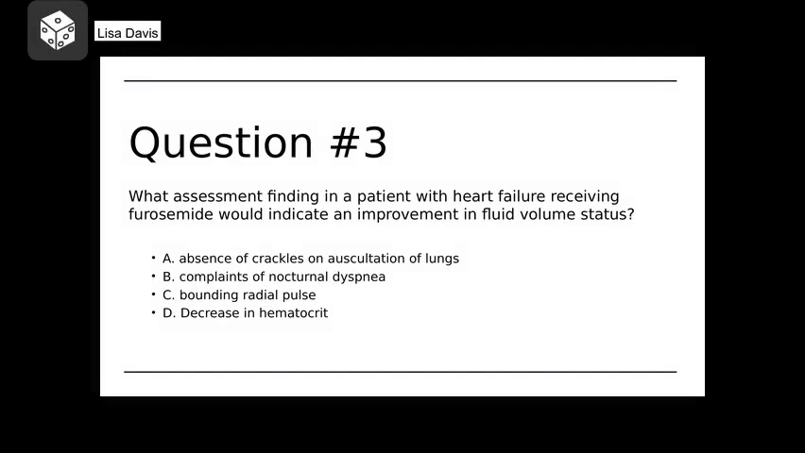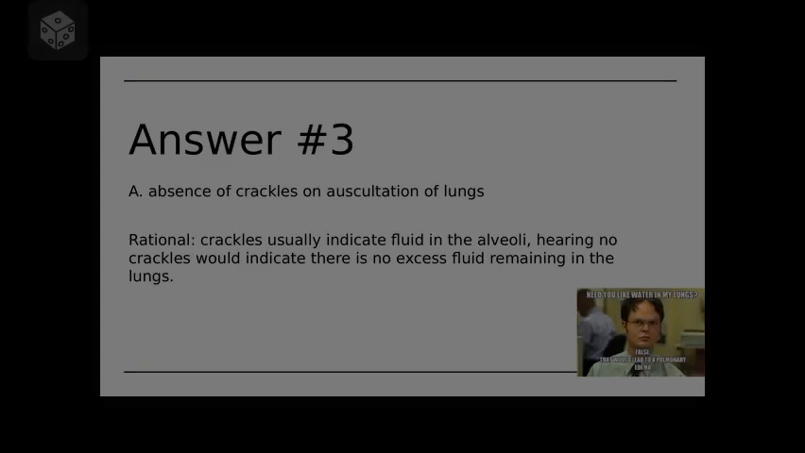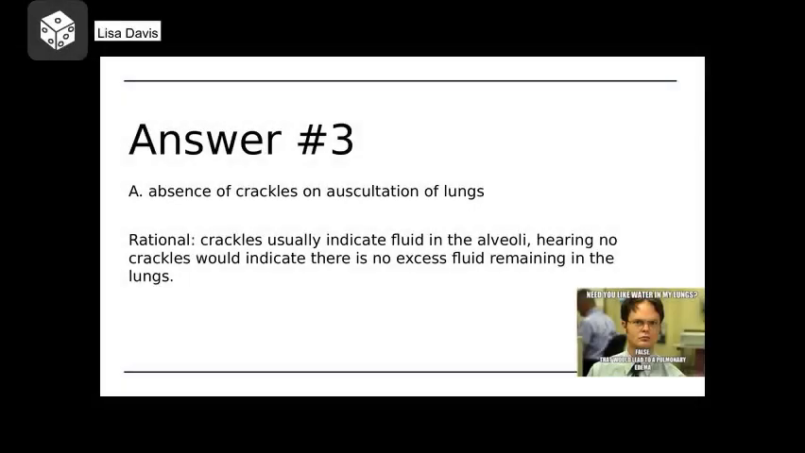Oh, bam, we made it to question 3. What assessment findings in a patient with heart failure receiving furosemide would indicate an improvement in fluid volume status? Correct answer is A, absence of crackles on auscultation. So crackles are going to tell us that there is extra fluid in the alveoli. So if I don't hear any crackles, that means that excess fluid is gone, means my lungs are working better.